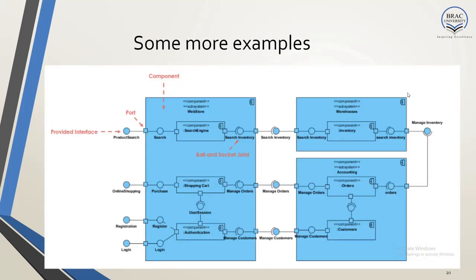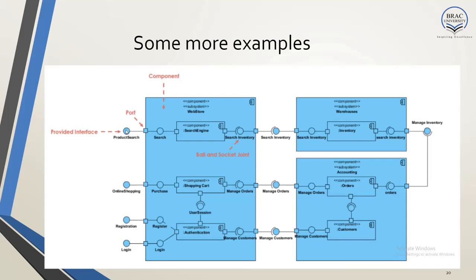Next, we have another example. Over here, there are three main components: the web store, the warehouse, and the accounting. So, our three main subsystems, the web store, warehouse, and accounting subsystems. In the web store subsystem, there are three components: search engine, shopping cart, and authentication. In the warehouse subsystem, there is an inventory component, and in the accounting subsystem, there is the orders component and the customers component.